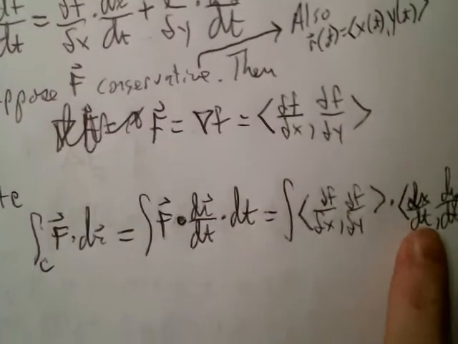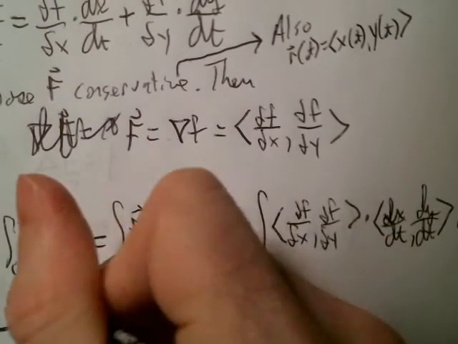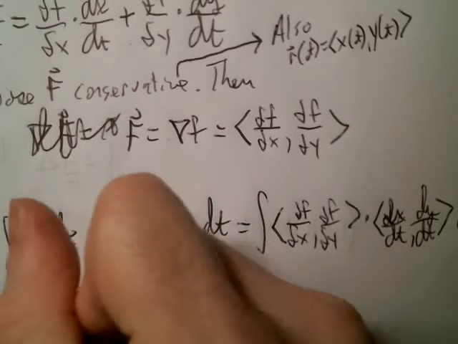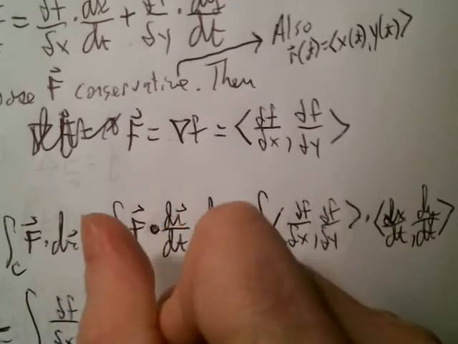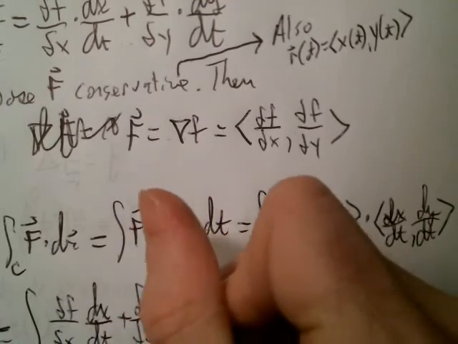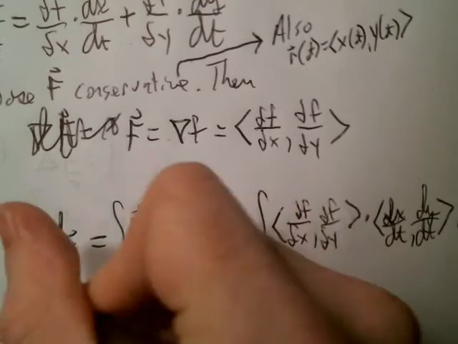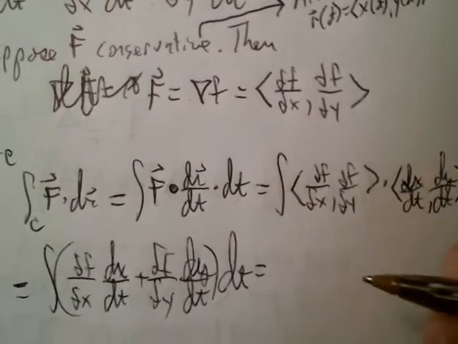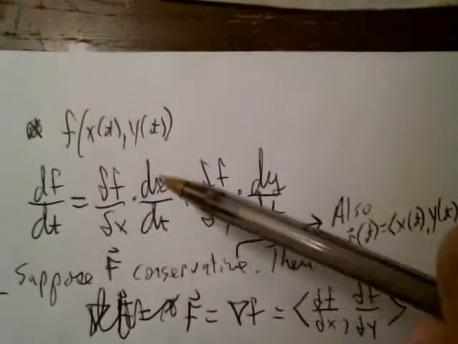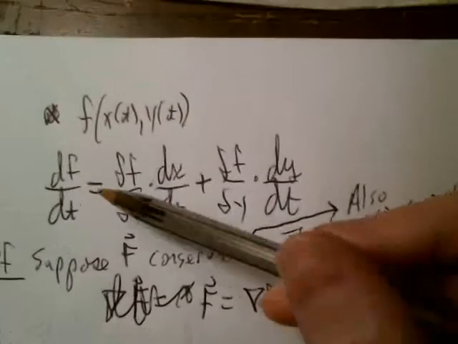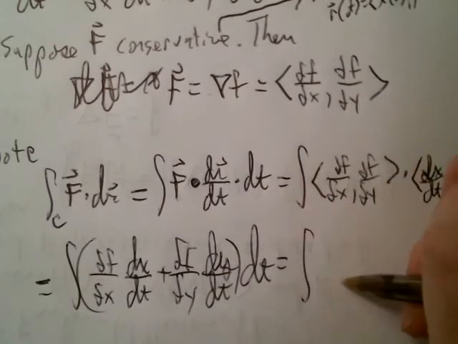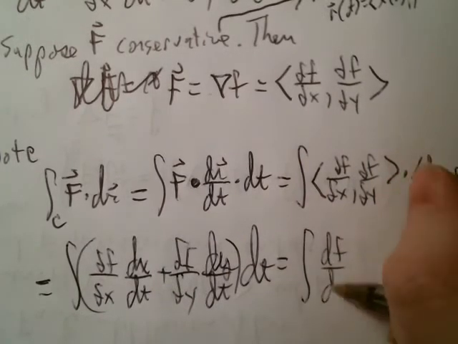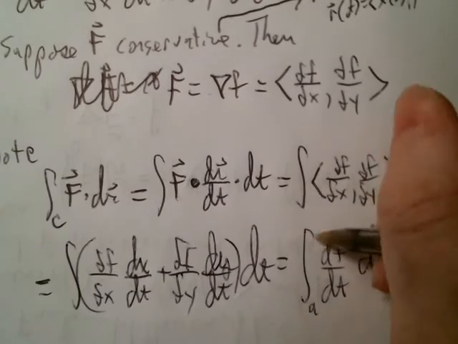So let's just take a look at that. This will equal the integral of the partial of f with respect to x times the derivative of x with respect to t, plus the partial of f with respect to y times the derivative of y with respect to t, and all this dt. But then we could just replace this entire thing with this, because that is just the result of doing a chain rule when you do the derivative of f with respect to t. So this whole mess in here becomes the derivative of f with respect to t, and then dt, integrated from a to b.